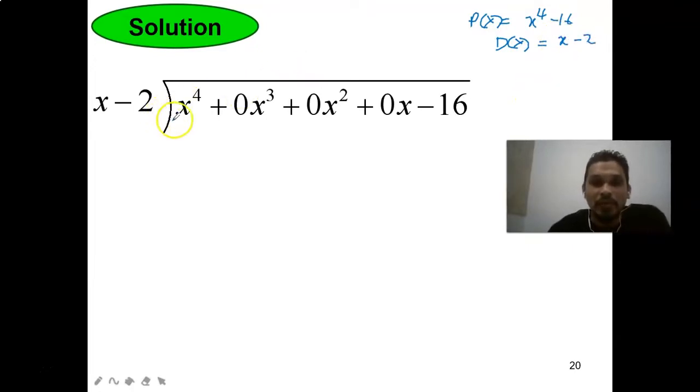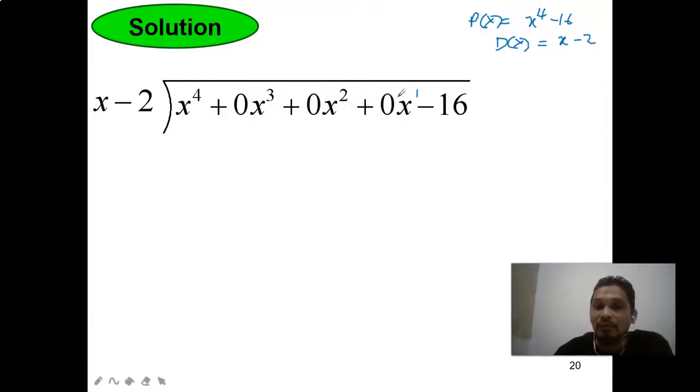So right now we can see x power of 4, 3, 2, 1 and a constant of negative 16. We cannot simply put x power of 4 minus 16 inside this. Okay, we are going to write the powers of x from the highest to the lowest one by one. Okay, so we are ready now for this process.